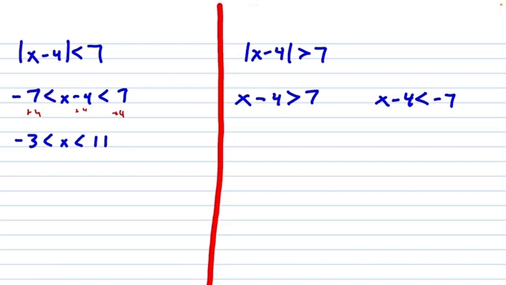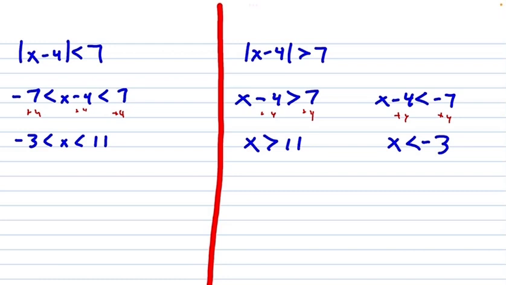So once again, I'm just going to add 4 to both sides. So we're going to say x is greater than 11. And on this other side, we're going to add 4 to both sides, just like we did before, and x is less than negative 3. So these are the two differences between these types of problems.